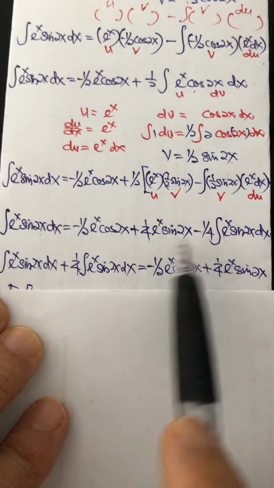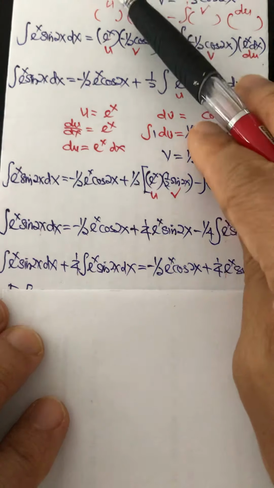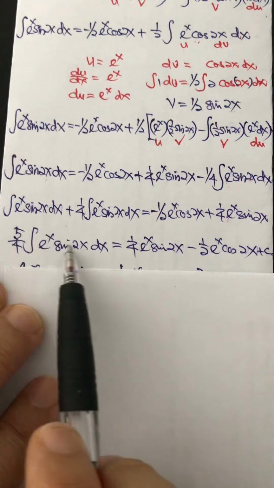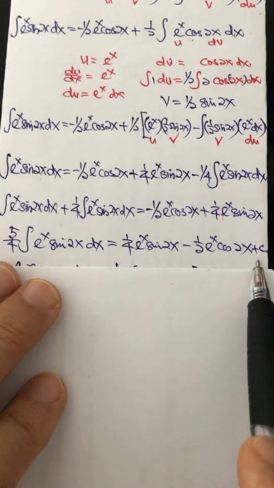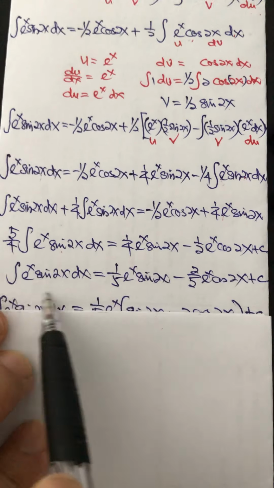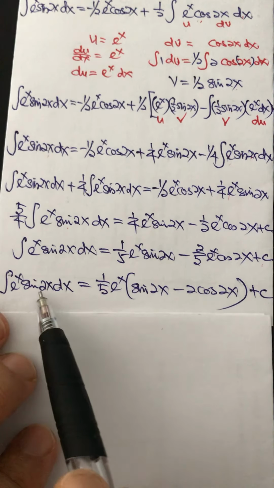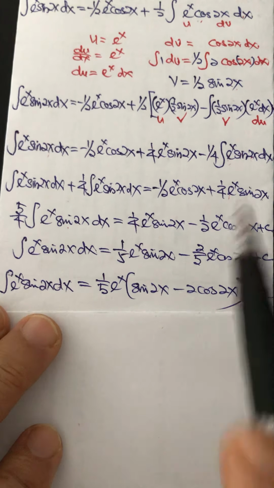So you see plus, then you have this and you have this. Okay? Then after that, when you add these two together, you have 5 over 4, this one. Then you get this, isn't it? Plus c, alright? Then after that, the 5 over 4 you bring over, you get this. Okay, then after that you can factorize, you take out the e^x, 1 over 5, then you get this. So this is the answer.